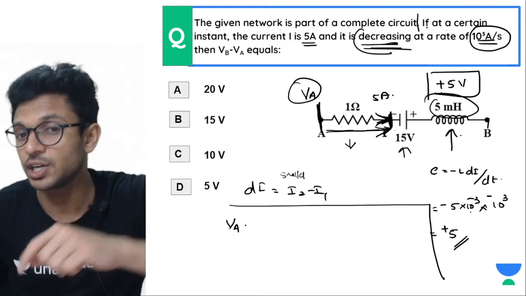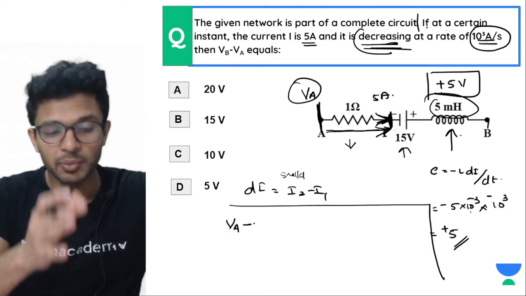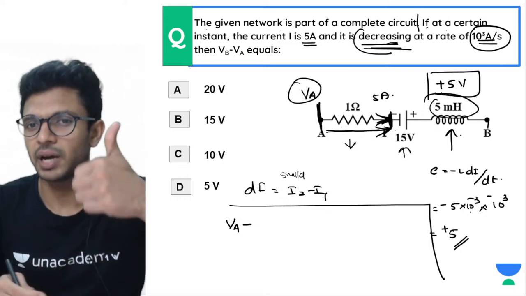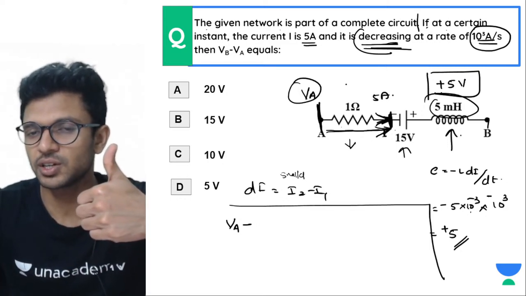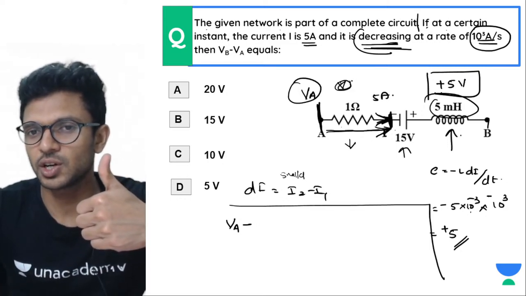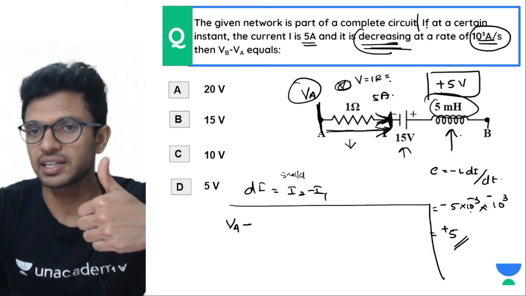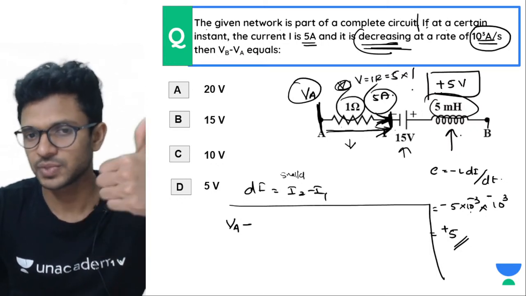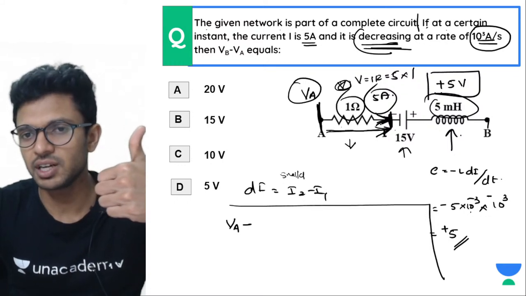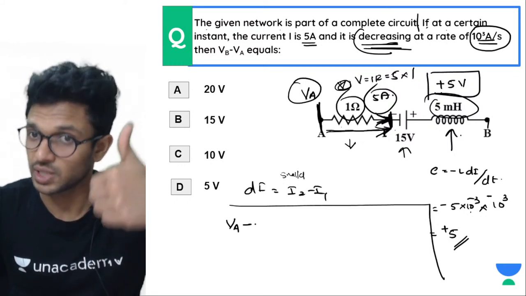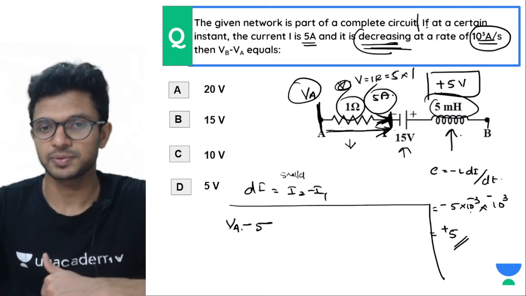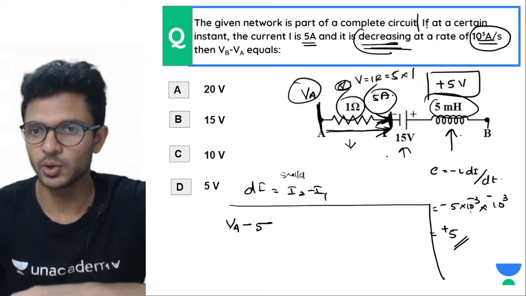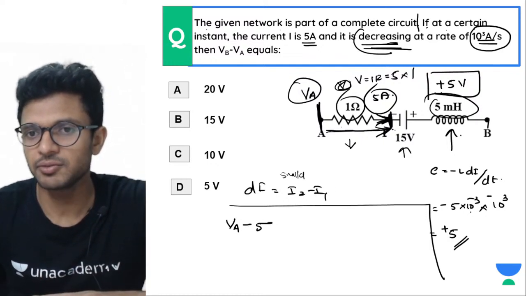Yes, the potential drops. From VA, potential decreases. By how much? What is the potential drop across a resistor? Potential drop V is equal to IR. What is I? 5. Resistance? 1. So from VA, if you travel towards right, potential drops, so that's why negative 5. Clear? Okay.